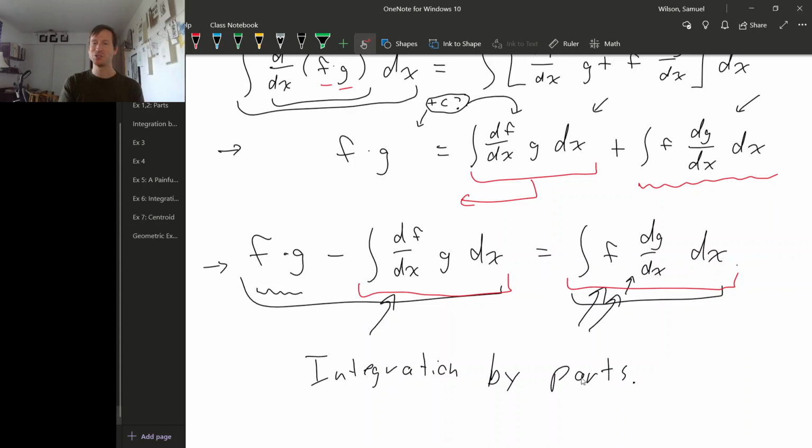Not quite sure why. I guess because there are two parts. The name has never really made sense to me. Let's look at a couple examples of how we can use this.